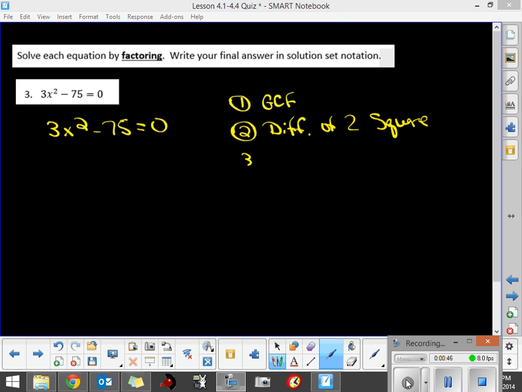If not, is it a trinomial? And if it's a trinomial, then it has to factor into 2 binomials. So if it's a trinomial, then it factors into 2 binomials. That's kind of our general strategies that we've been using throughout the year.